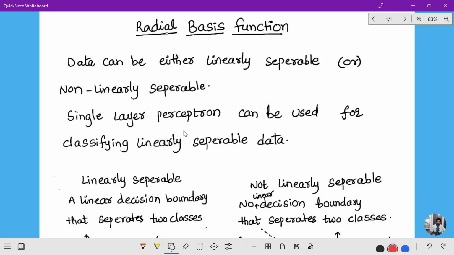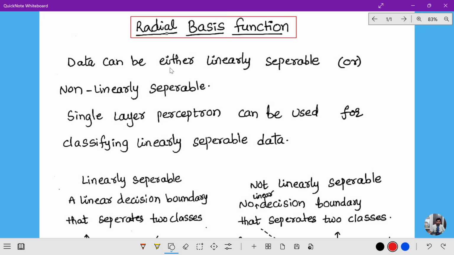In this video, I will explain about radial basis function. Okay, so this is one of the important questions in machine learning. So let us discuss the radial basis function. Before going to discuss the radial basis function, we'll discuss a topic called linearly separable.